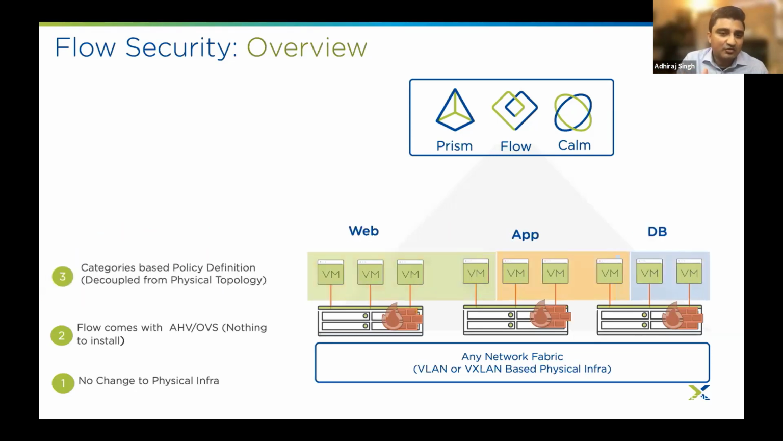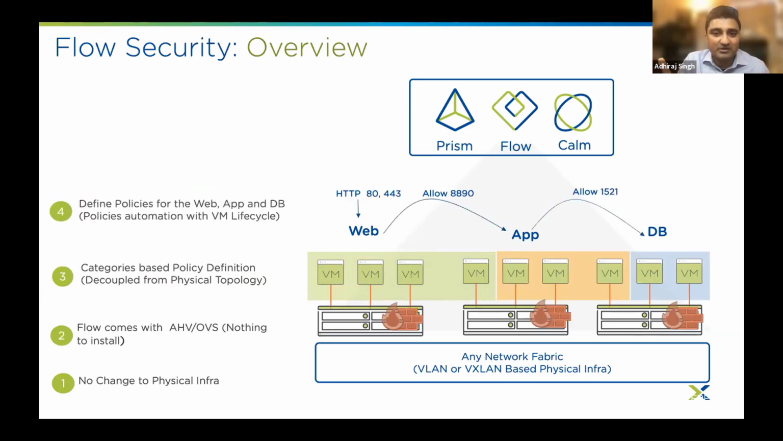All you have to do as a user is to categorize your infrastructure. In this case, I'm using a 3-tier web app database. So you just categorize your VMs and define the policies. For example, a very simple example, you say, okay, web can only accept traffic from HTTP 80 or 443, and web can talk to app category VMs on 8890 and so forth.